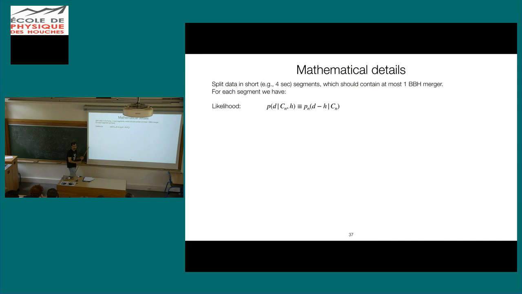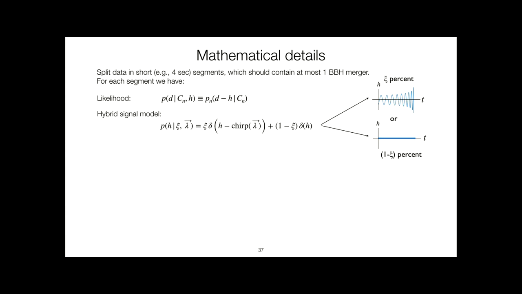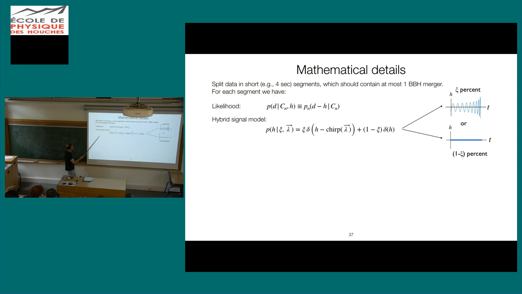So the likelihood function is this. It's just the generic likelihood function that we had before. And their signal model is this hybrid signal model, which basically says C percent of the time the signal is given by a binary black hole chirp, and the rest of the time, 1 minus C percent, it's zero. So they allow either a chirp to be in that segment or no gravitational wave at all.